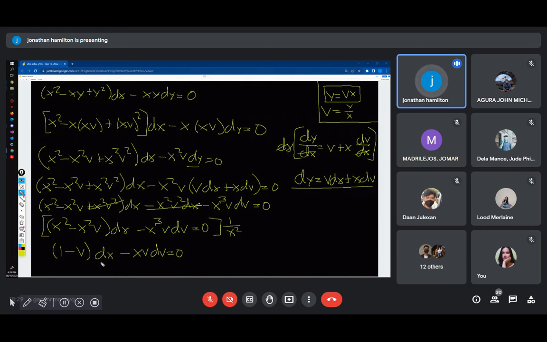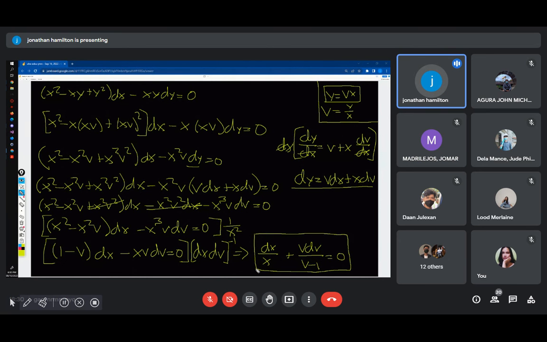So now that we've reached this point, let's see if we can simplify the equation. We can make this separable by multiplying by the inverse. So we multiply both terms by dx and dv inverse, which will leave us with the equation: dx over x plus v dv over v minus 1 is equal to 0.